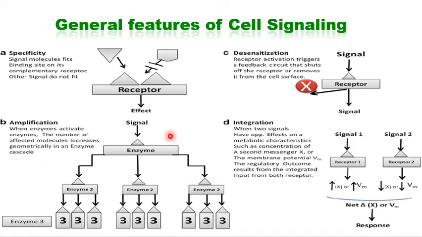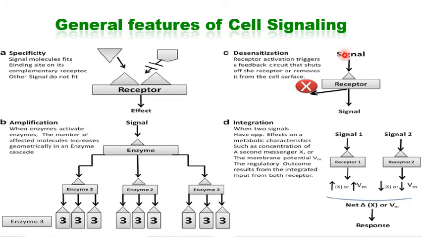When an enzyme gets activated, the number of enzymes increases geometrically. Here you can see that the signal is being taken and the enzyme is being produced, and this enzyme will be affected and it produces two more enzymes, and enzyme 2 again produces three enzymes from each of the enzymes. And coming on to the next is desensitization.